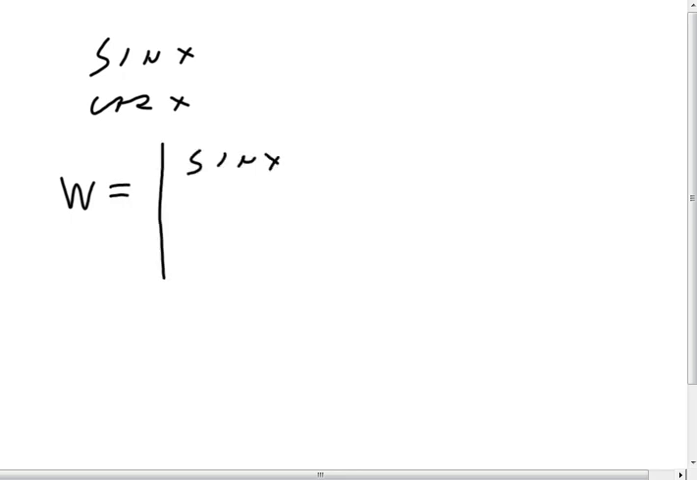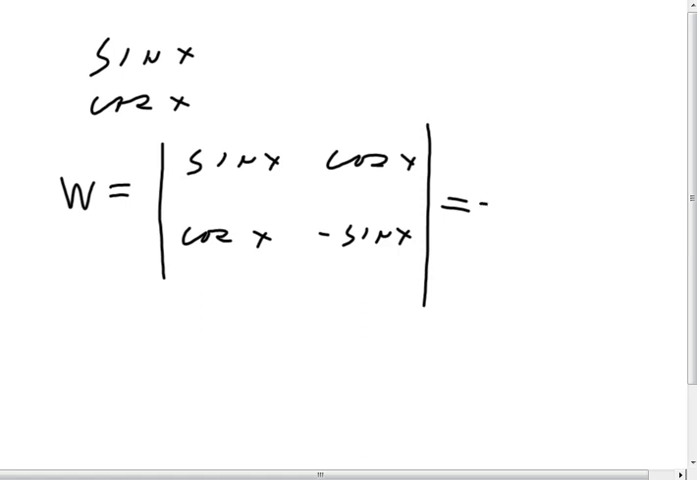So we'll look at sine x and cosine x. Our first thought is they are linearly independent, as we said already. If I take the Wronskian of those, I have sine x, cosine x, cosine x, minus sine x. And so I get minus sine squared x minus cosine squared x, which becomes minus 1, which means these are linearly independent.